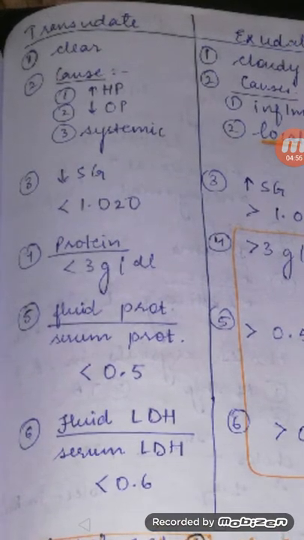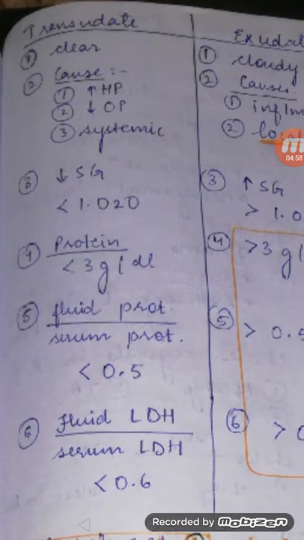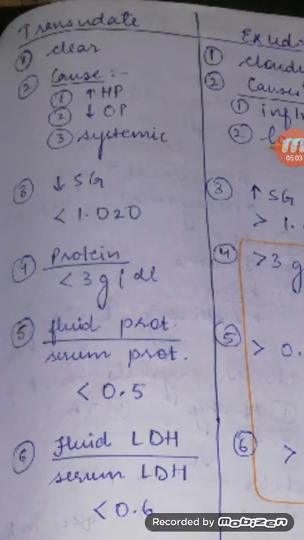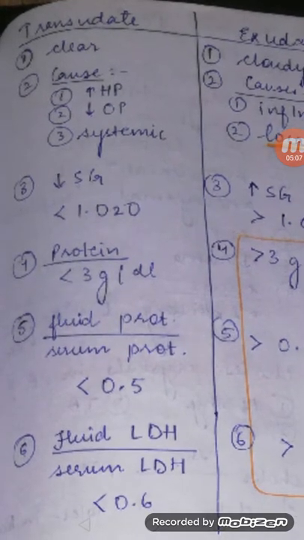In TB, the Ghon's focus is present, and because of dissemination of this infection in the lung, it also starts to involve the pleura. Means it is something localized, and usually infection or inflammatory causes are there.